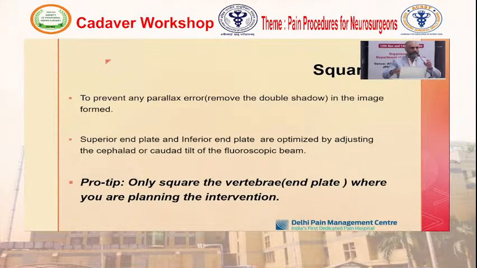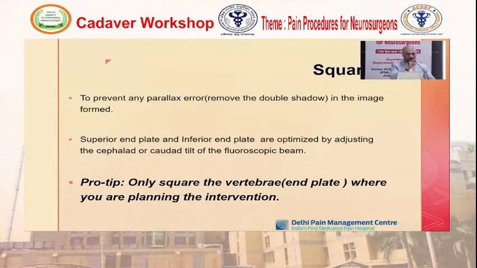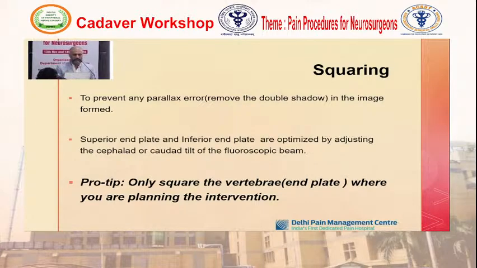So about the squaring part, we need to remove the parallax. We need to get crisp images, and probably during the practical session I'll be able to demonstrate it further. One more thing: when you're trying to remove the parallax, try to concentrate on the vertebral end plate of that particular level. Do not try to square the entire vertebrae. That is practically impossible and it will take a lot of radiation.